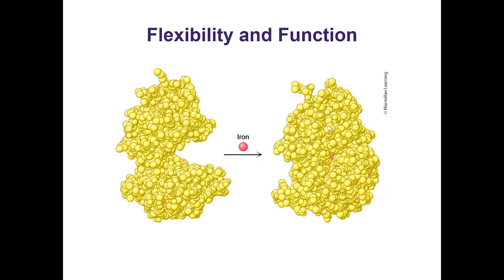So this is flexibility in its function. Notice here we have a flexible protein that can move around and change its structure as it binds to things. For example, we're binding iron here.